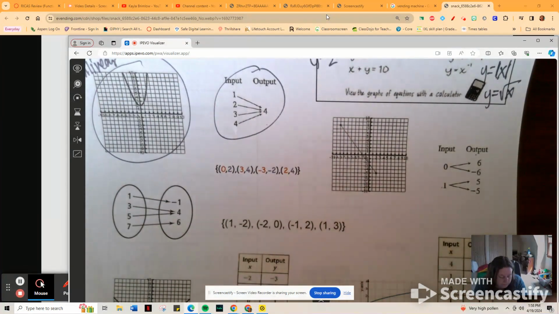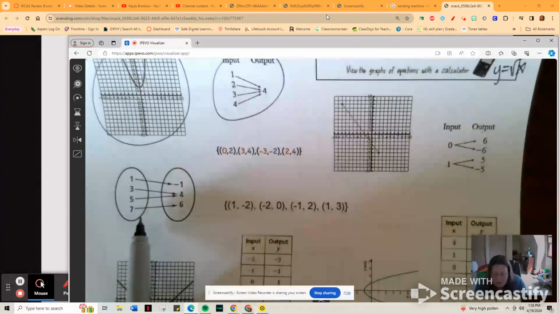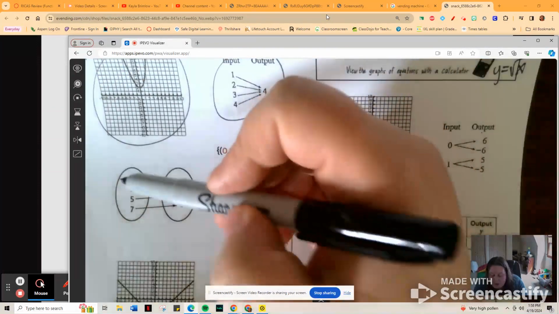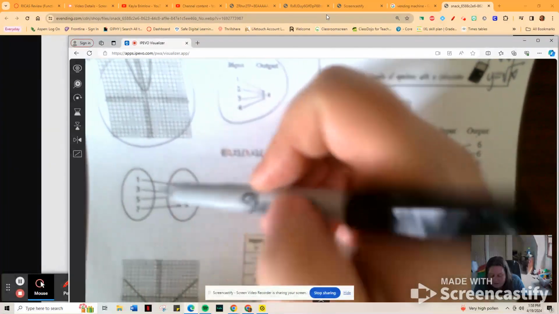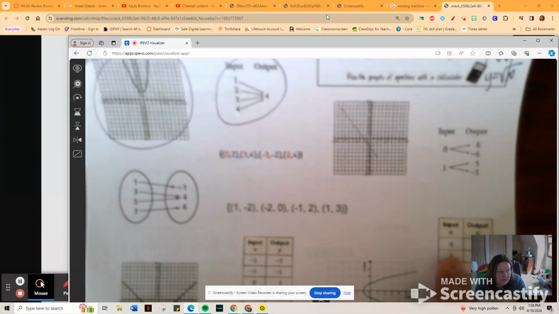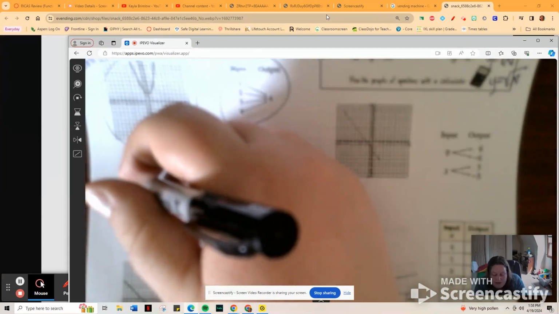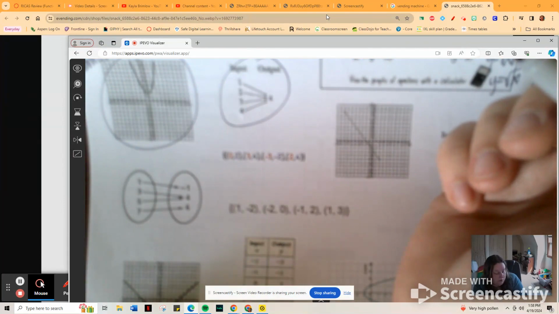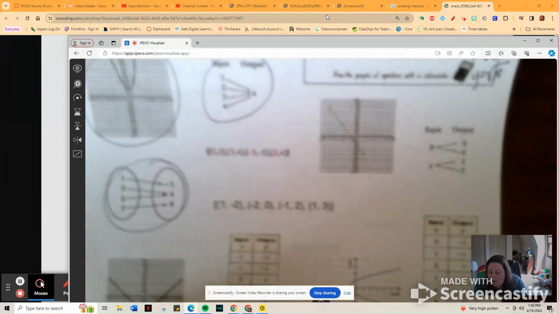So let's go ahead and look at this mapping diagram. So I've got 1 going to -1, 3 going to 4, 5 going to 4, and 7 going to 6. So once again, 3 and 5 are both going to 4. So that's okay. It doesn't matter. It's the fact that each of these numbers or input values are being used once. So this is a function.